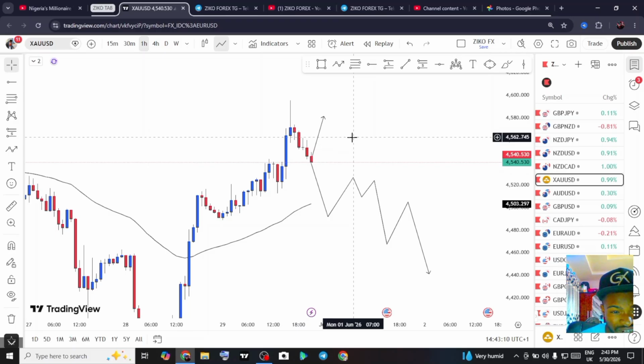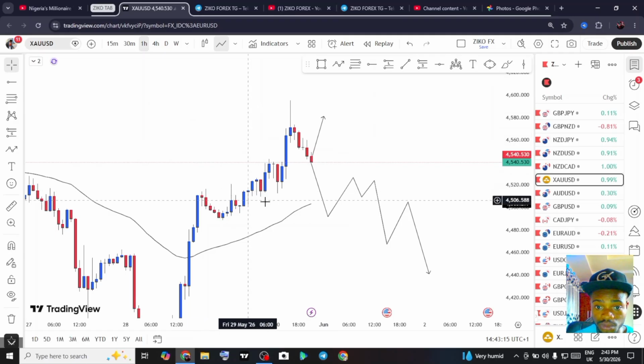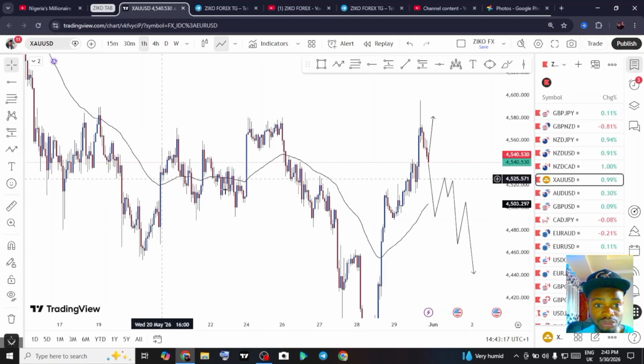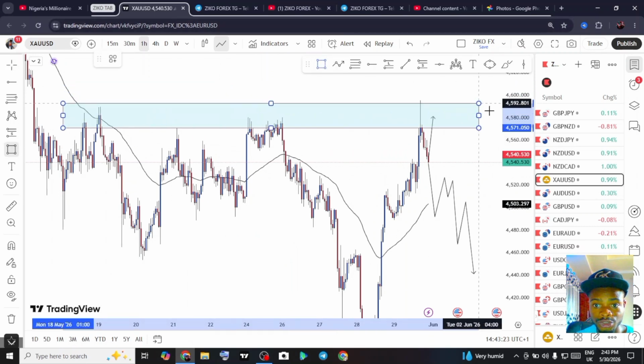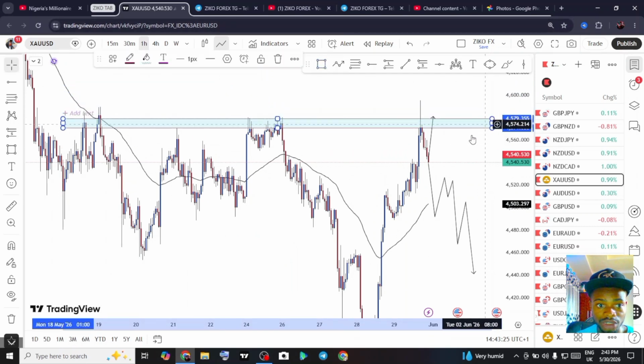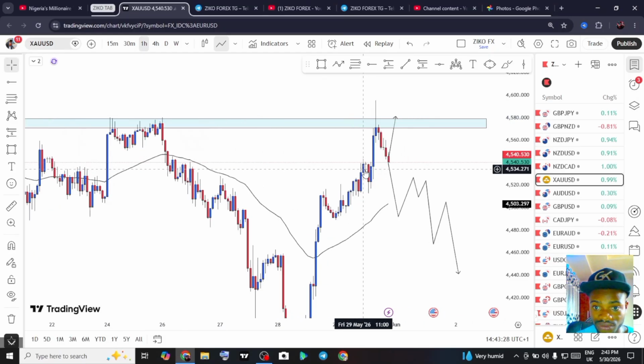So gold does not have an opportunity, in the best of my opinion, for us to buy or sell this week. It still has to make more decisions for us to buy or sell this week, right? So by the way, I can see a very strong resistance level right here.